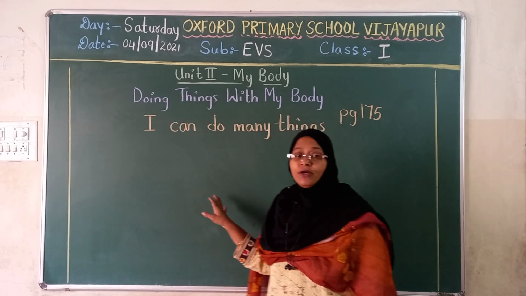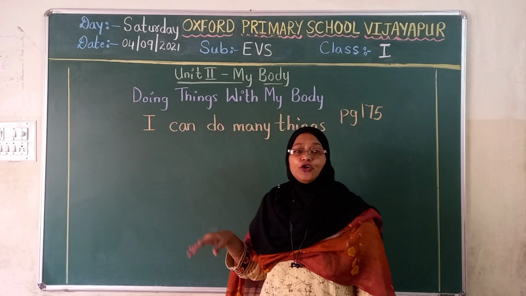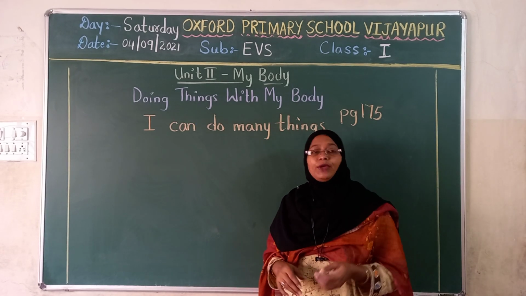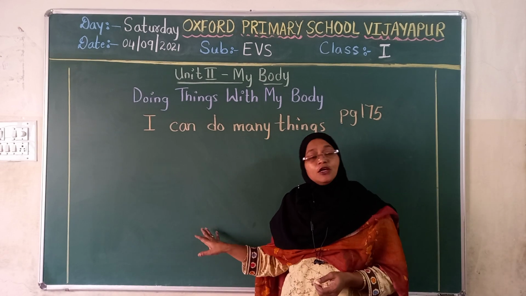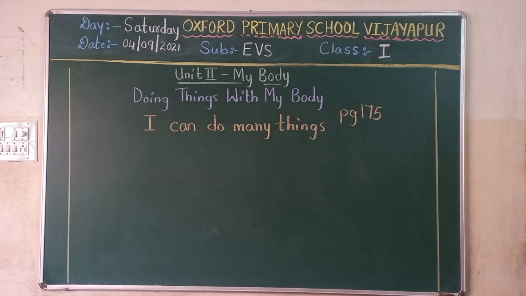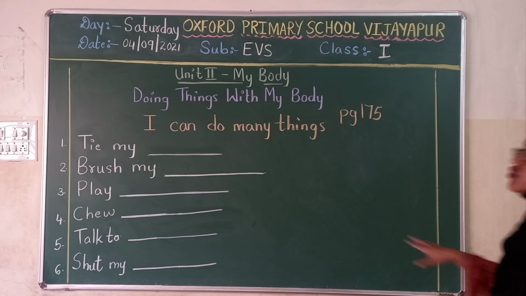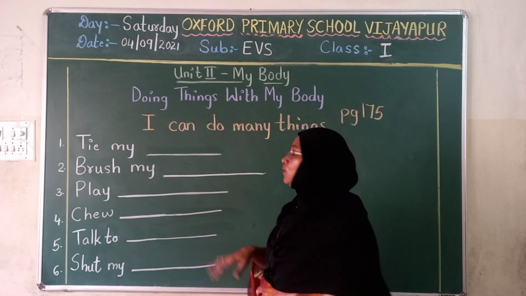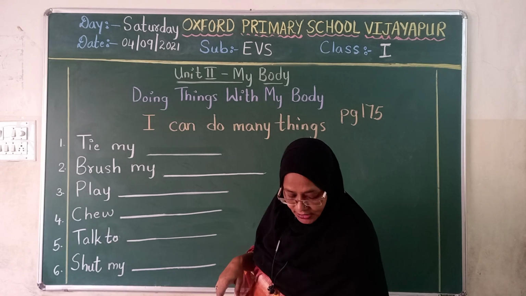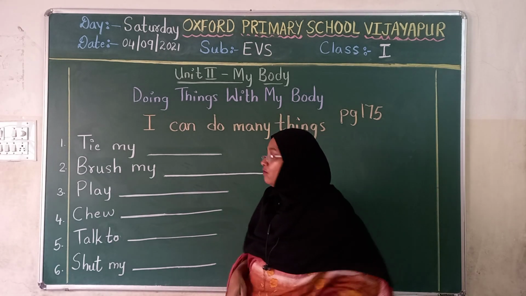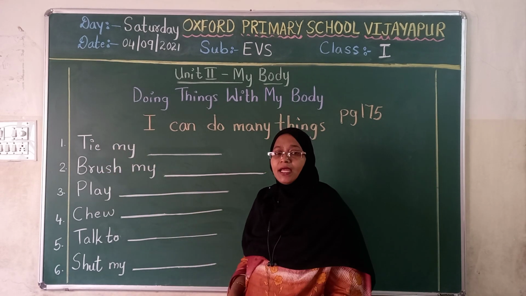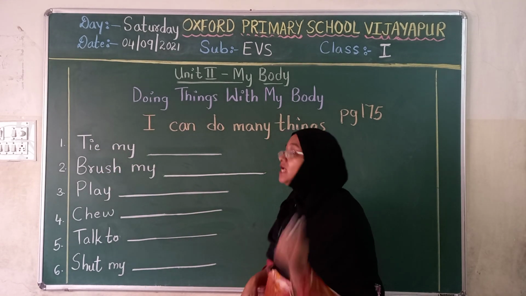So children, before I write these sentences, open your notebook. I will write it, we will read that one, then you can write it. Okay, so first open your notebook. Children, I have written the sentence for you. Which is the first one? T-I-E, tie. My. M-Y, my. I can tie my shoelace.